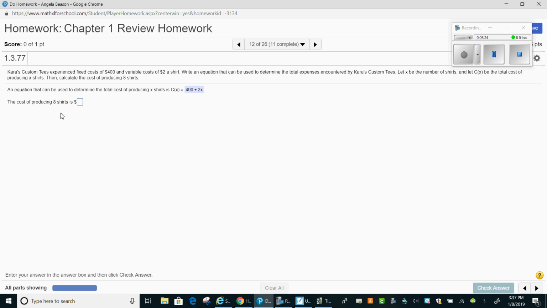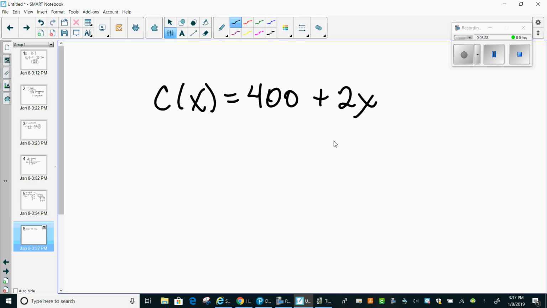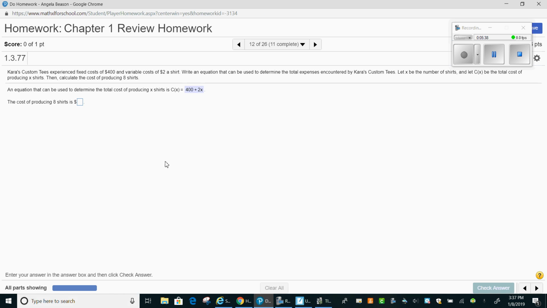The next thing they want to know is how much it is going to cost to produce 8 shirts. So I'm just going to plug in 8 for X. It'll be 400 plus 2 times 8. That looks like 416 to me. 416.